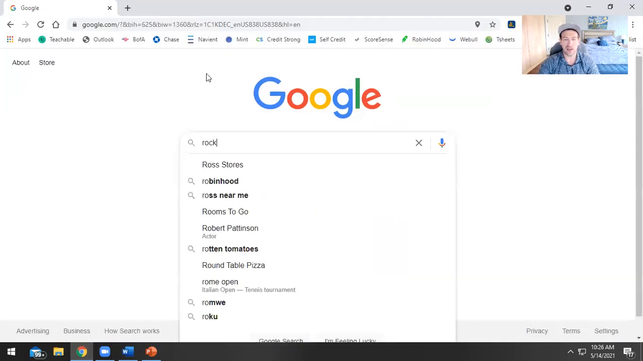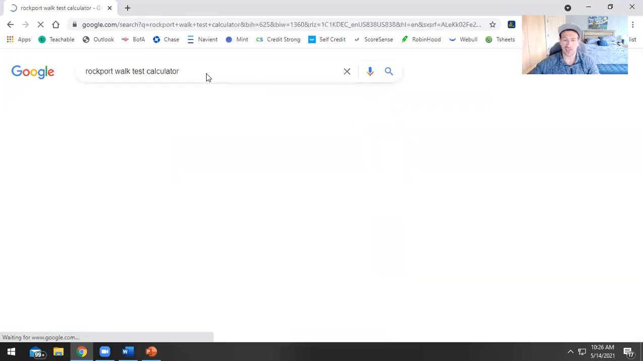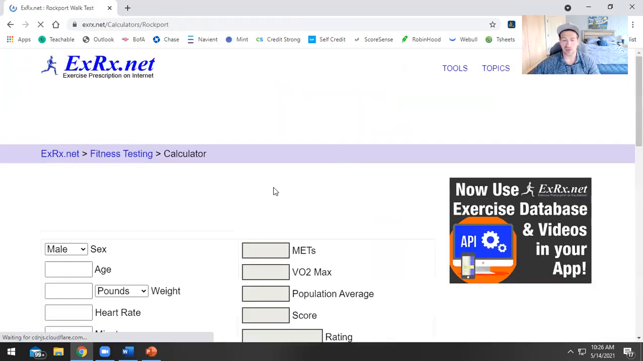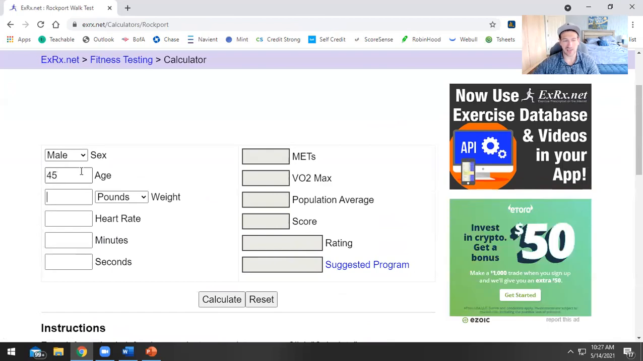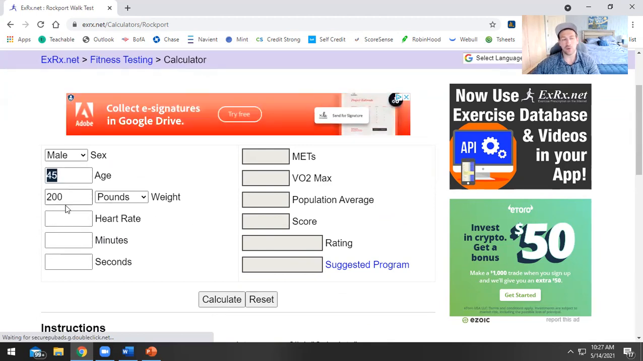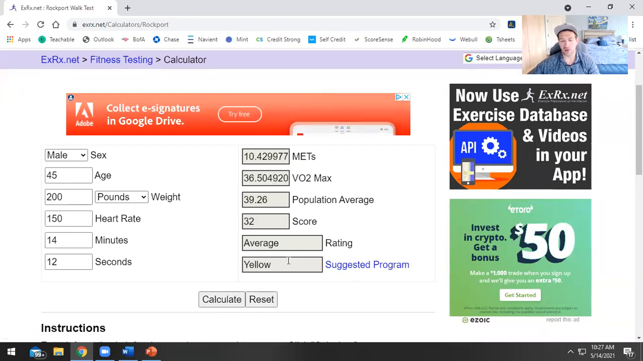This is one of the reasons why we do that Rockport walk test. This is a good thing for you guys to test on yourselves. If you've been doing cardiovascular exercise for a couple of weeks and you want to see if you're improving, let's say we got a 45-year-old client who weighs 200 pounds, their heart rate was 150, and it took them 14 minutes and 12 seconds to complete the test. They get a pretty average score. It's not bad, right? They can consume about 36 units of oxygen, so their VO2 max is about 36.